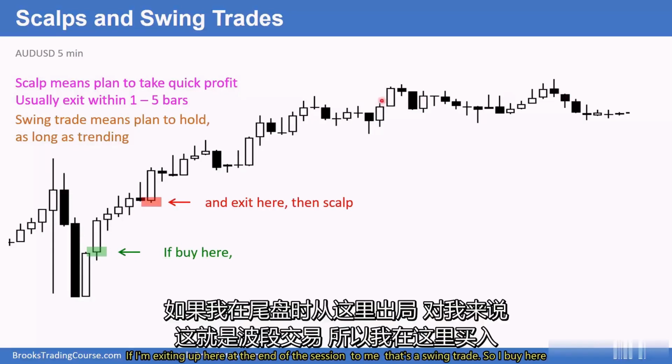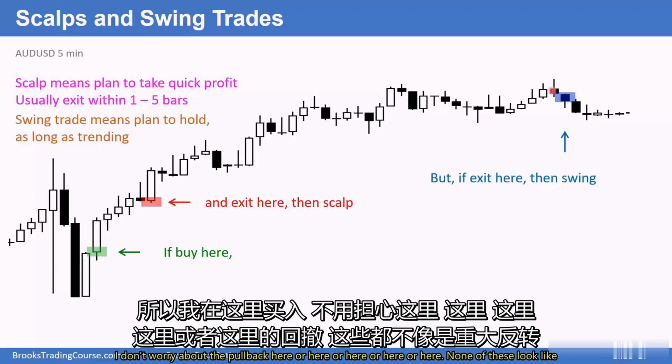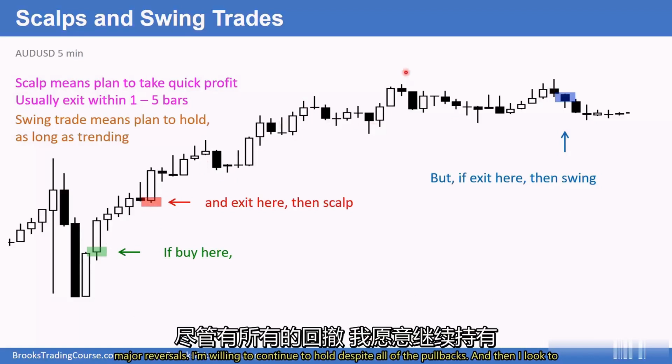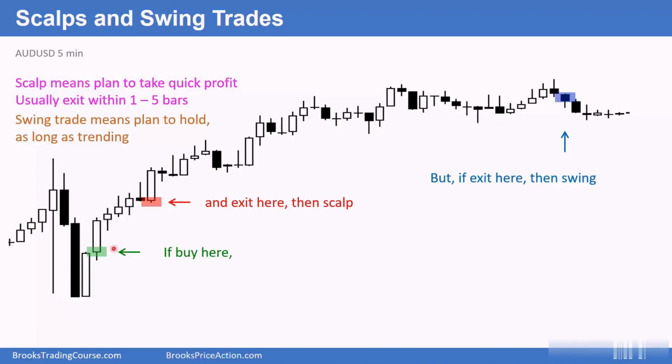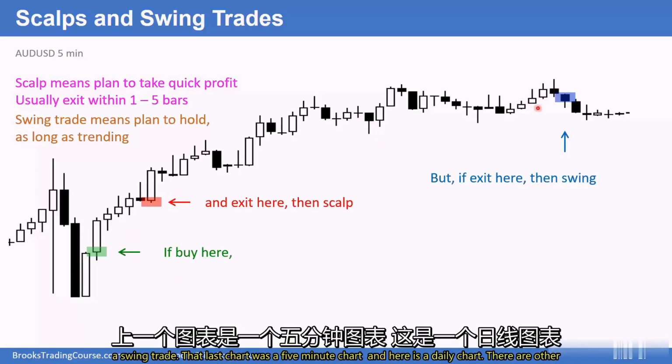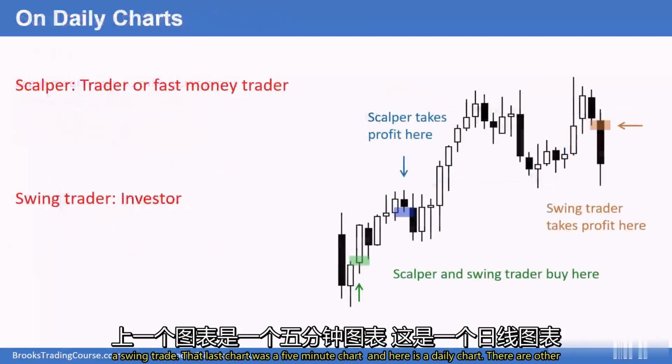On the other hand, what happens if I exit up here or up here? If I'm exiting up here at the end of the session, to me, that's a swing trade. So I buy here. I don't worry about the pullback here or here or here or here or here. None of these look like major reversals. I'm willing to continue to hold despite all of the pullbacks. And then I look to exit at the end of the session. If you're holding through pullbacks and for a lot of bars, that is a swing trade.